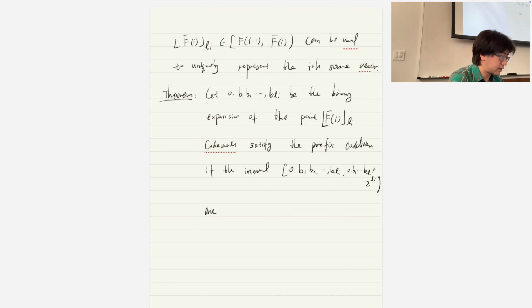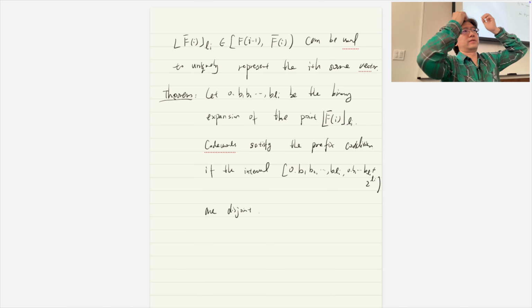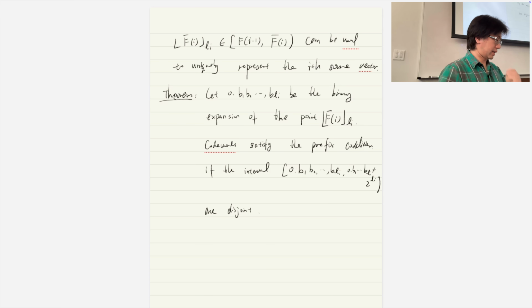If these are disjoint, then we can show that we have a prefix code. Let's see how we can prove that. The proof is by contradiction. We assume the code is not a prefix code, meaning some code word is a prefix of another one, and we're going to see that those intervals will not be disjoint.